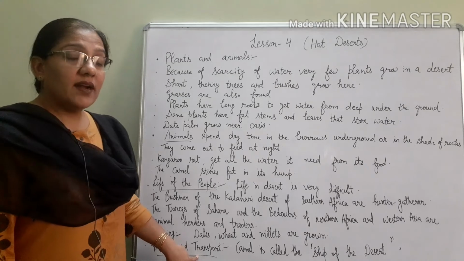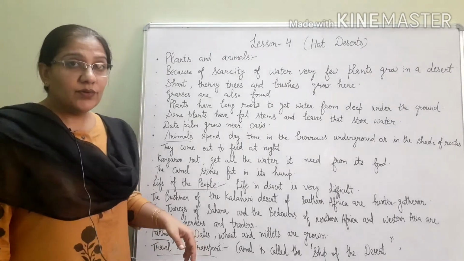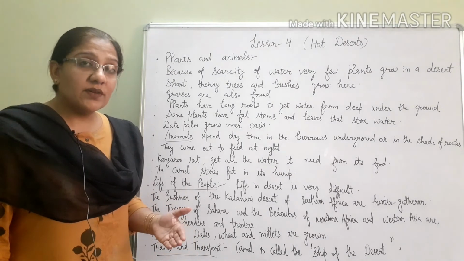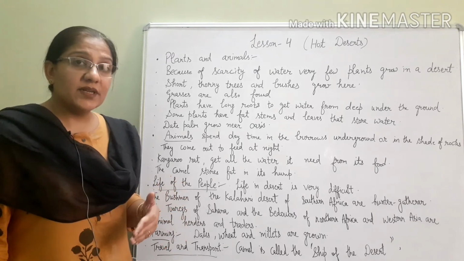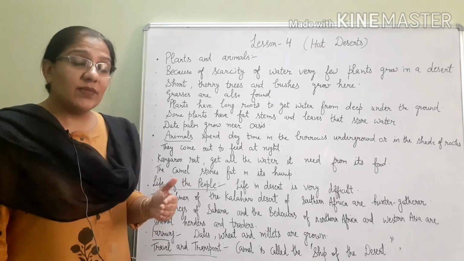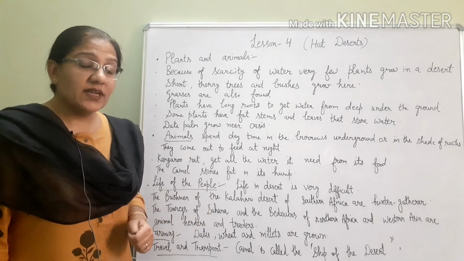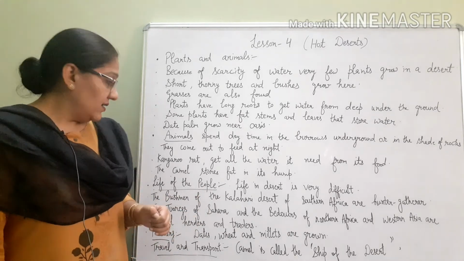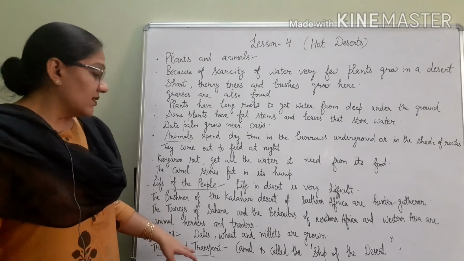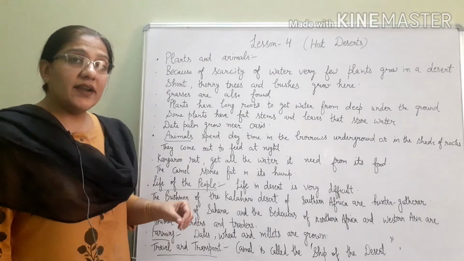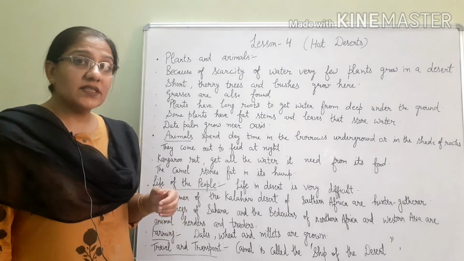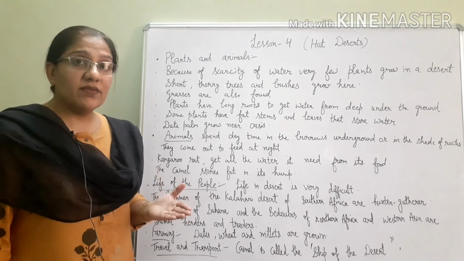Travel and transport. There are no proper means of transport. People mostly depend on animals for transportation. The camel, as I told you, is known as the ship of the desert because it can move easily on sand. And there is no landmark in the desert. Landmark means a place which is known to everyone.